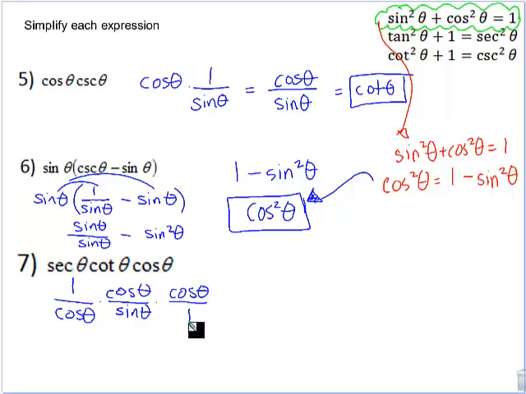Do we see anything that cancels? The cosine. Okay, so one of the cosines will cancel. It doesn't matter which one we cancel, so I'm going to cancel the first and the last. The ones would also cancel. Sure. So we're left with just cosine over sine, which is what? Cotangent.